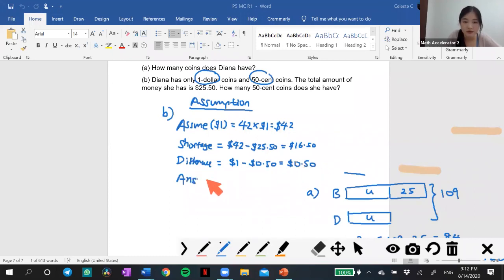Finally, you will get your answer. How do we do that? Take the big difference here, divide by the small difference. And that will give you 33. So immediately 33 will be your answer. 33 coins. So if you assume the opposite, your answer will be what they're asking you for, 50 cents.